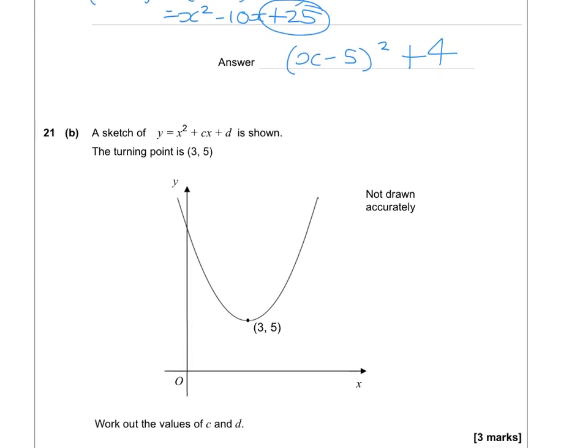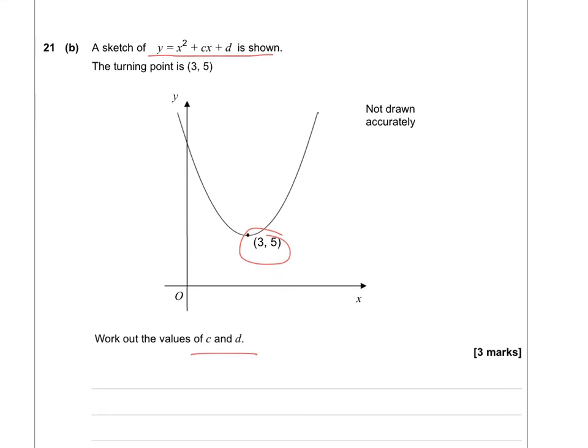21 part B. A sketch of y equals x squared plus cx plus d is shown, and the turning point is 3, 5. Work out the values of c and d. To do this, you need to remember the connection between turning points and completing the square. If that's the turning point, the minimum point, the completed square format of the function of this graph must have been x minus 3 all squared plus 5.